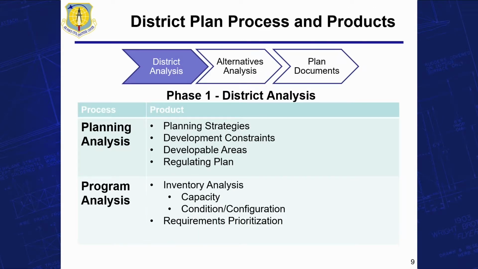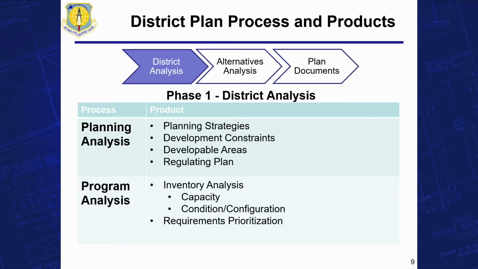We now look into the district plan process. The first phase of the district plan process is termed district analysis. District analysis applies installation planning practices and asset management principles and practices to develop a comprehensive planning approach that AFI 32-7062 requires but never actually described.